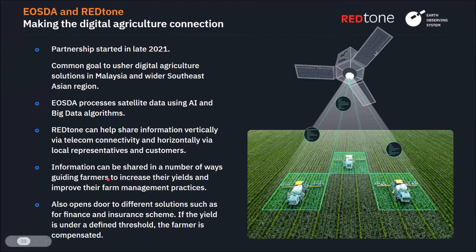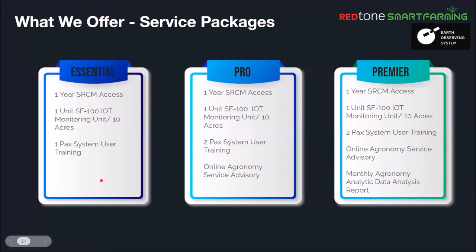Further, the information can be shared with the farmers in many different ways. It could be, for example, with the help of the data service that REDtone can provide through their infrastructure. It could be through some sort of subscription model through which REDtone can provide the services. Then, on the basis of our understanding of the market in Malaysia, REDtone and we have decided on the service packages that we can offer to the customers in Malaysia.